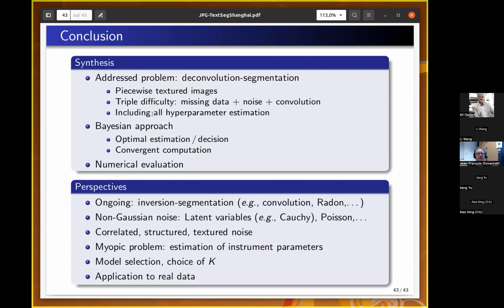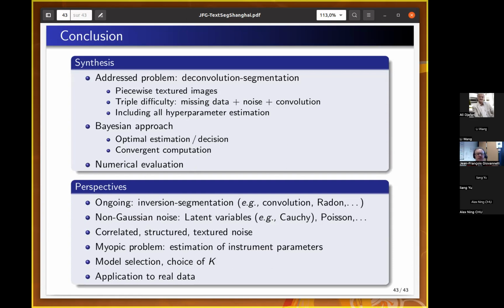And we developed a Bayesian approach. Something that is important in my opinion is that we have a kind of optimality of the estimates, and we also have convergent algorithms. The Gibbs sampler is guaranteed to produce samples under the posterior, and the empirical mean and empirical histogram are guaranteed to converge to expectation and probability and so on. And we have a first evaluation. We have some other evaluation in the paper. Okay, and we have some perspectives.